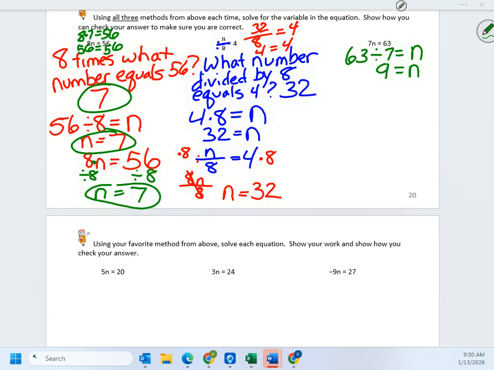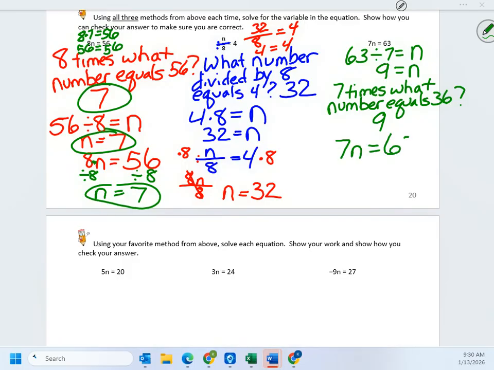Matt? 7 times what number equals 63? So we're going to ask that logic question. Knowing our math facts, 7 times 9 equals 63, right? So we asked that logic question. Now we have to do the opposite operations. So our equation is 7n equals 63.